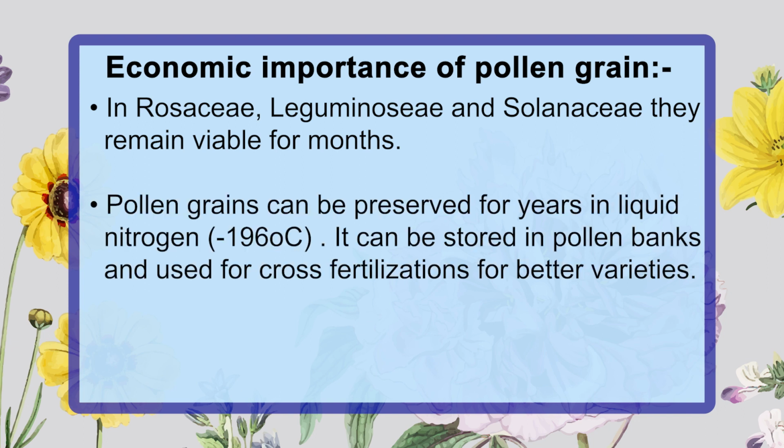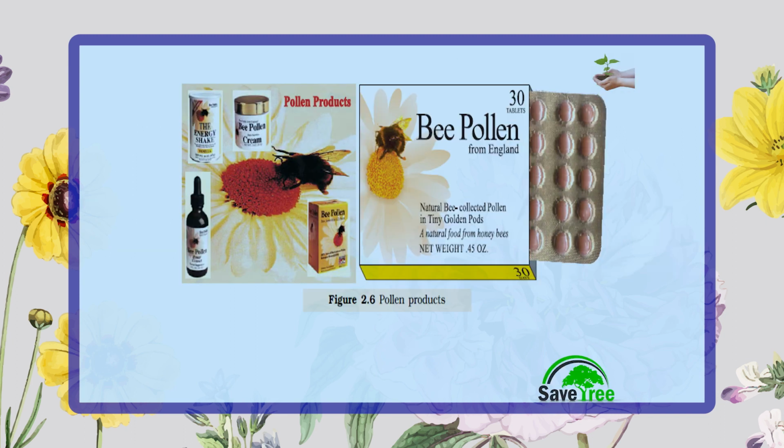Pollen grains can be preserved for years in liquid nitrogen. It can be stored in pollen banks and used for cross-fertilization for better varieties. In this slide, we can see various products formed by pollen grains like tablets, syrups, etc. So, students, this is all about the male reproductive structure and formation of pollen grain.